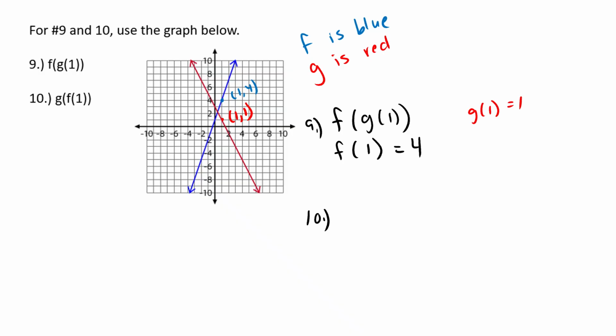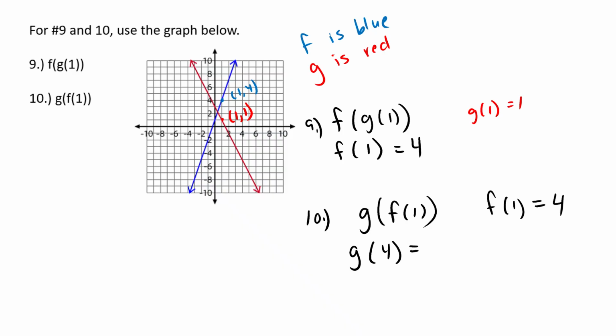And last one, we have G of F of 1. Another potential, is this commutative? Now we got to go find F of 1, which we just found is 4, so we're not going to reinvent the wheel. So that becomes G of 4. So coming over here to the 4, and then we got to go find function G, which is down here. So right there, and kind of scooting back, that looks like that is at a -5.